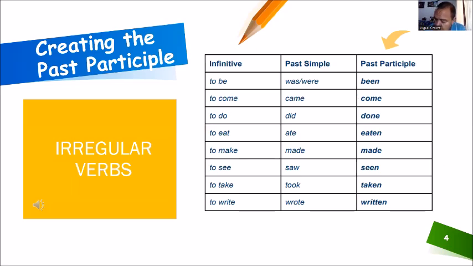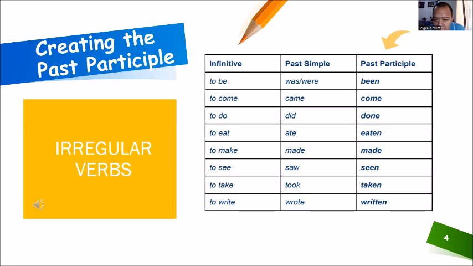So, creating the past participle from regular verbs is quite easy. Unfortunately, there are also irregular verbs in English, which don't follow a fixed pattern. In this case, you simply need to learn them. The best way to do this is to learn them gradually. Here are some common irregular verbs, with the past participles highlighted on the right.